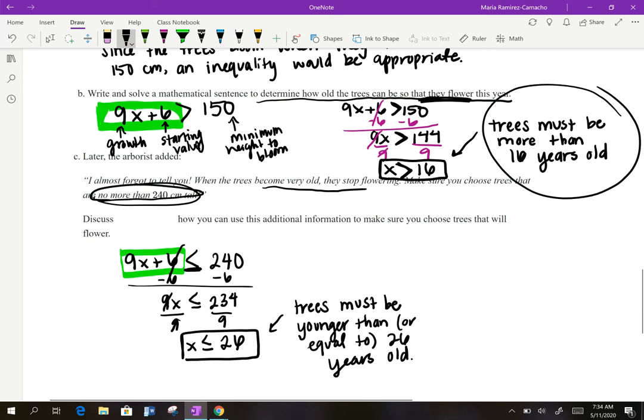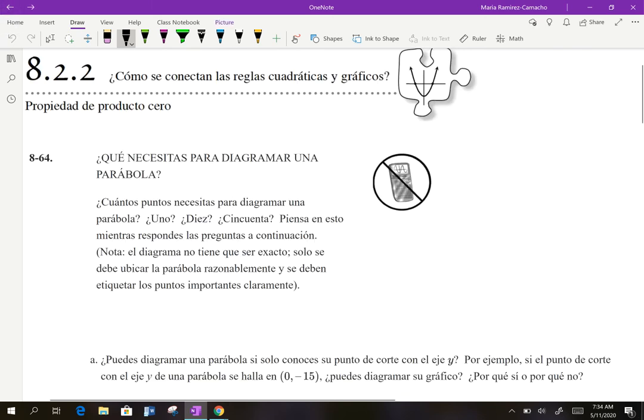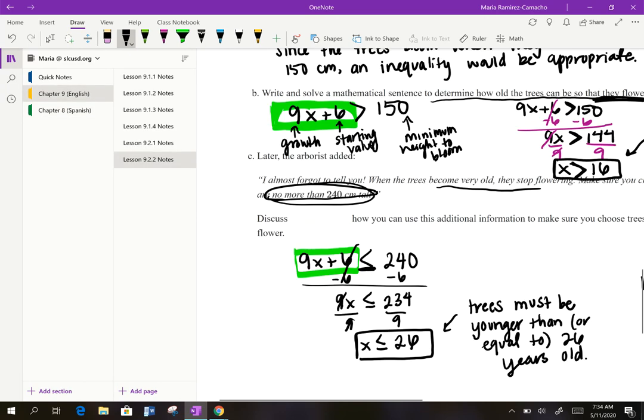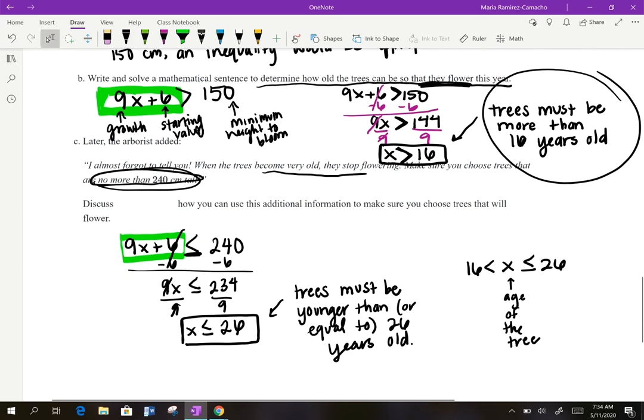All right, so that is it. If I want to sum up this last part with one inequality, then x, the age of the tree, should be greater than 16 years of age, but less than or equal to 26 years of age.